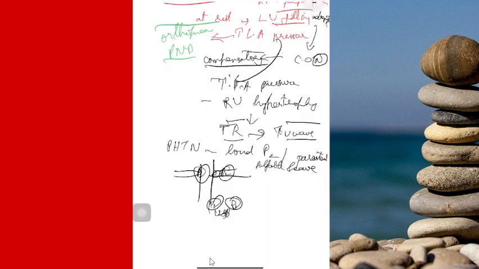Okay, so in your JVP, if you have a TR, what will be there? The V wave is going to be more prominent. Okay, you have the waves, right? A, C, X descent, V wave, and the Y descent. So this is basically your JVP: A, C, X descent, V wave, and the Y descent. So your V wave can be prominent in case of a tricuspid regurgitation. V wave is basically due to right ventricular filling.